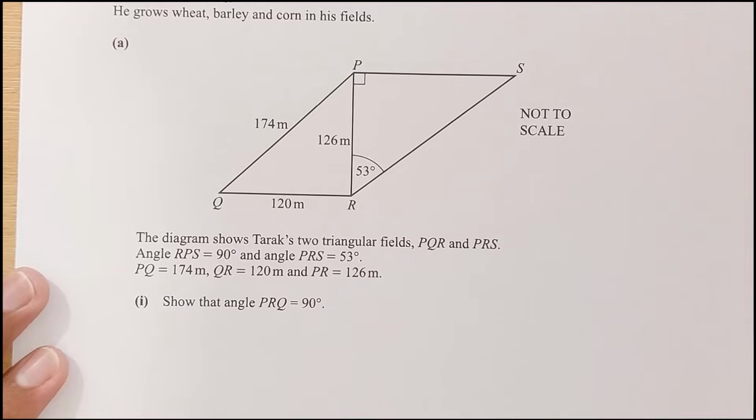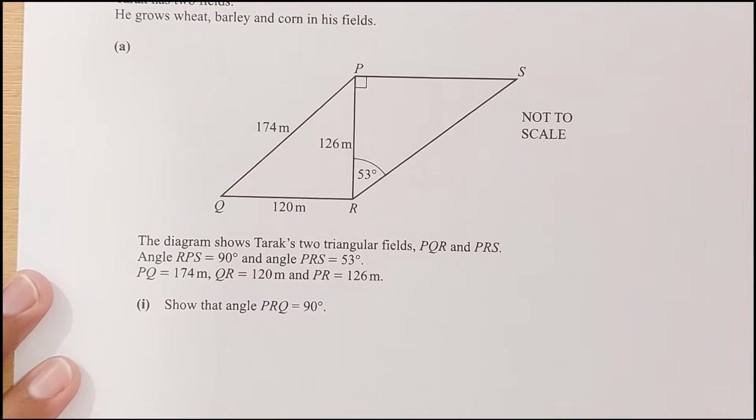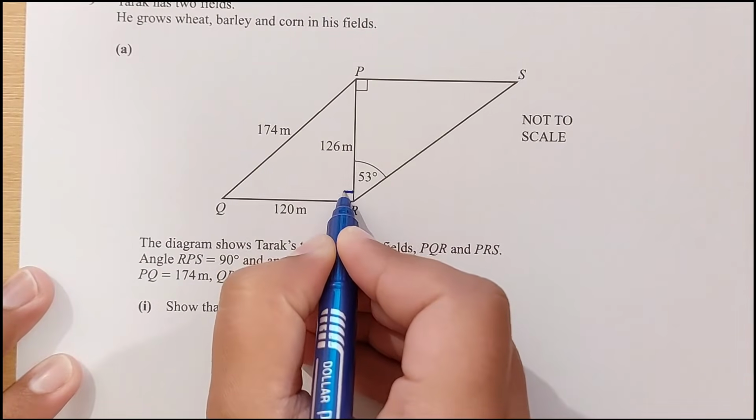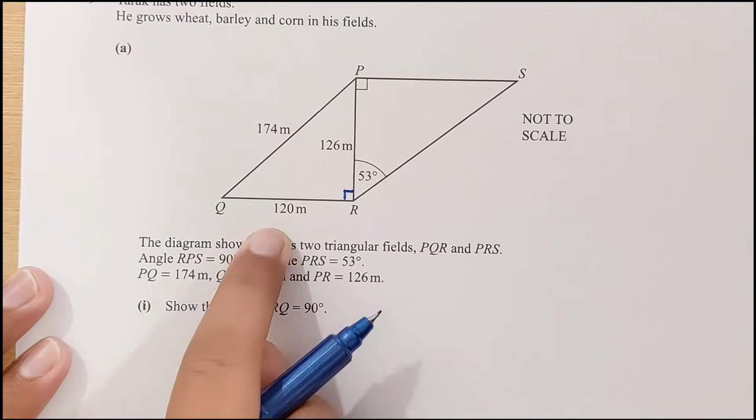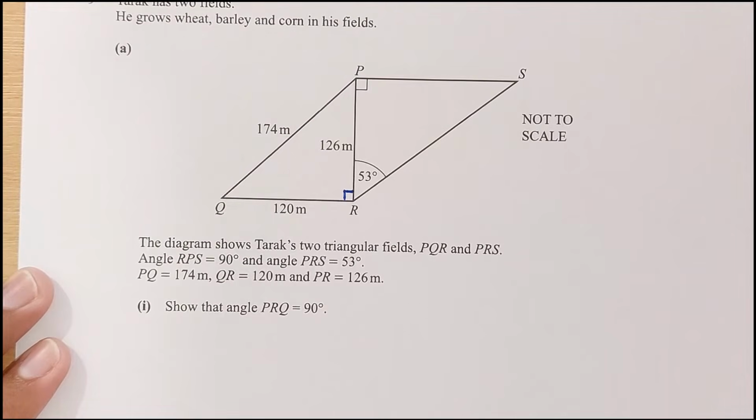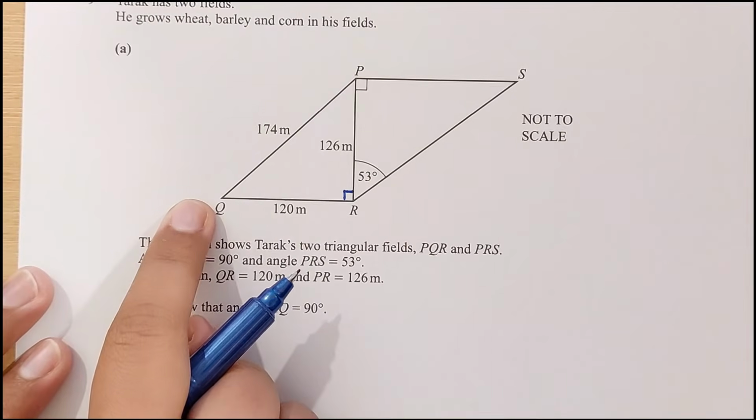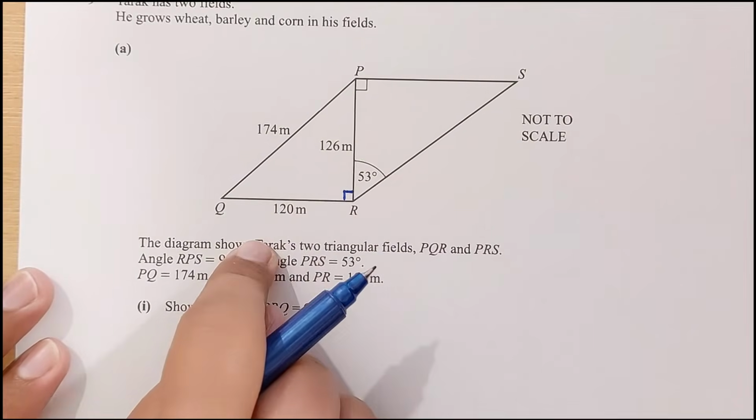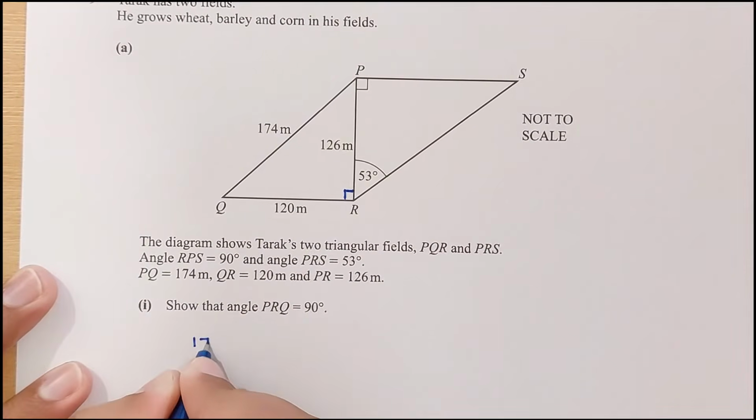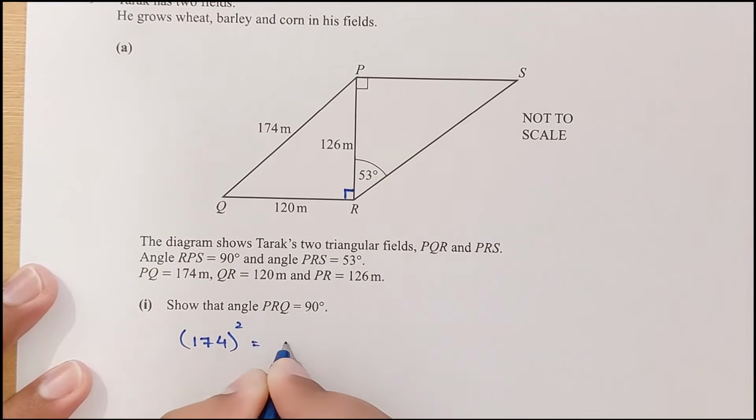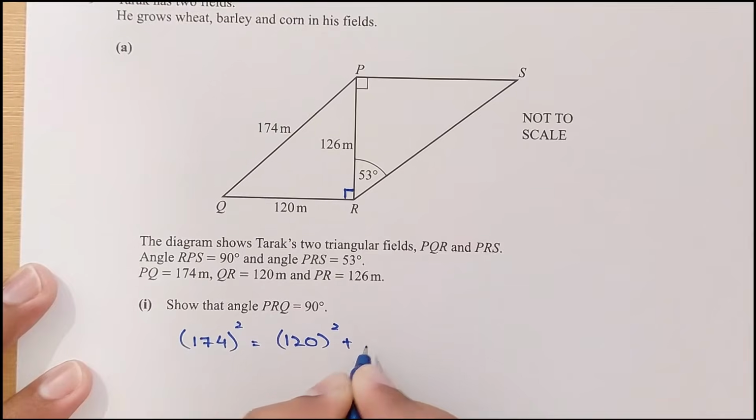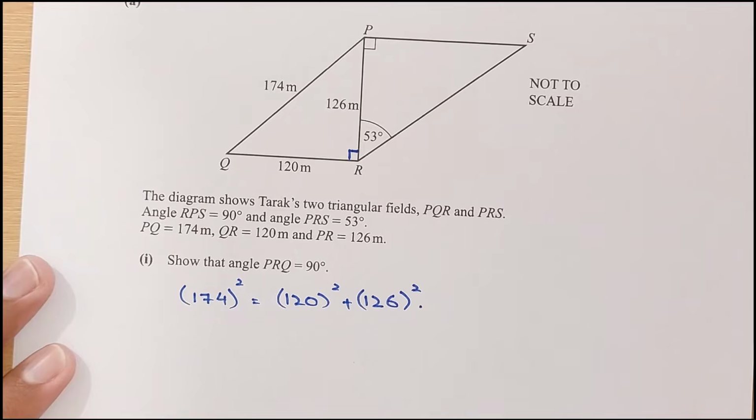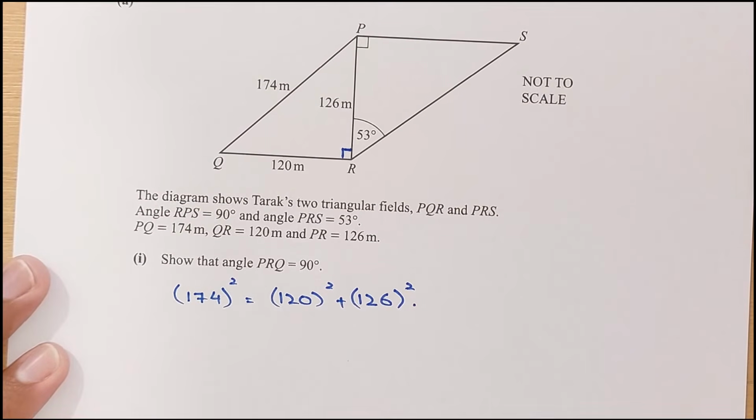Now for part 1, we need to show that the angle PRQ is 90 degrees. Okay, so how can we show that this is a right angle triangle and this angle is 90? If this triangle satisfies the Pythagoras theorem, we can say that this is a right angle triangle, right? So this is the hypotenuse and the 2 legs of the triangle. So let's see if 174 squared, the hypotenuse squared, equals 120 squared plus 126 squared. If this is equivalent, then we can say that this angle is 90 degrees. This is the reason as well.